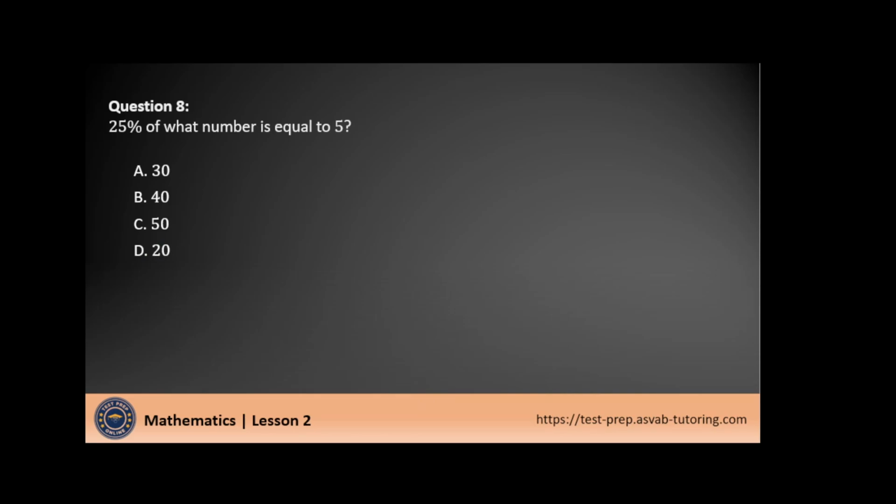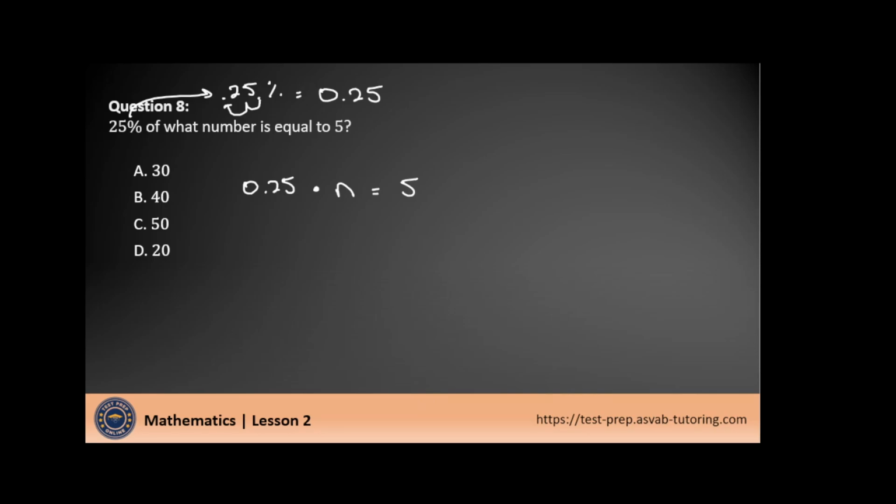Question 8, 25% of what number is equal to 5? We're going to start by turning that 25% into a decimal. We'll do that by moving this invisible decimal, which is to the right of the 5, 2 places to the left. So 25% becomes 0.25. Now we're going to turn this word problem into an equation. 0.25 of means multiplication. What number, so we'll call that n, we don't know it yet, is equal to 5.